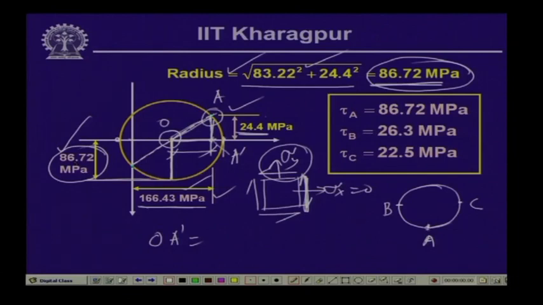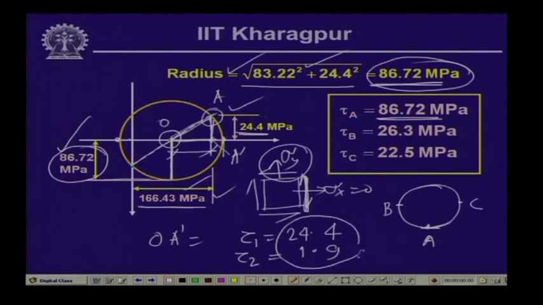So, at point A the resulting shear stress from the loading actions is 86.72 megapascal, and at point B and point C, as you have seen, we have shearing stress from the twisting moment equal to 24.4 and the shearing stress from the shear force equal to 1.9.